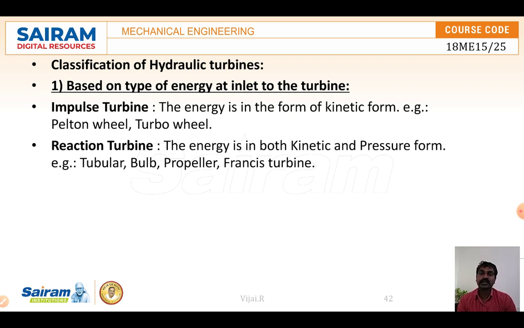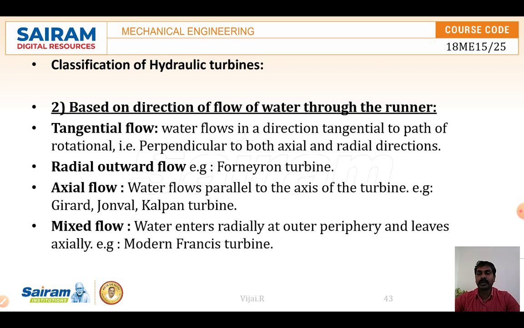the energy is in the form of both kinetic and pressure. So with the help of the casing, with the help of the circumference, we are creating pressure inside, so that it becomes a reaction turbine. Okay, so a tubular turbine or bulb or propeller or Francis turbine, these are the turbines which are working under the principle of reaction. So it's a reaction turbine and an impulse turbine.